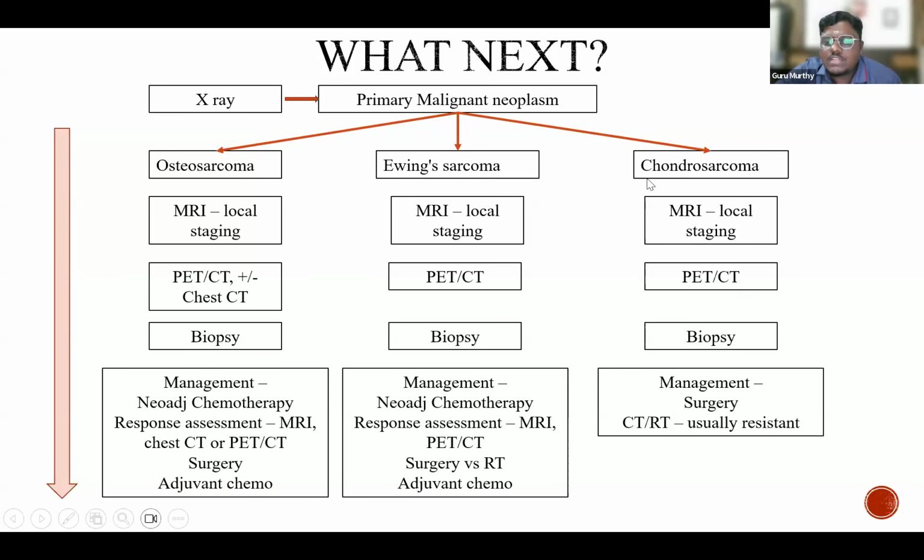Whereas in chondrosarcoma, the initial part is the same, but the management is purely surgery. Only one or two subtypes of chondrosarcoma can respond a bit to chemo radiotherapy. Otherwise, they are usually resistant to chemo and radiotherapy. So don't write chemotherapy, radiotherapy for all three. For chondrosarcoma, at least remember that chemotherapy and radiotherapy are usually resistant. For the other two, we usually follow the same flowchart for management.